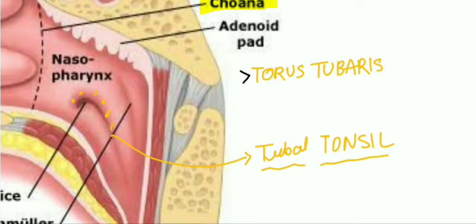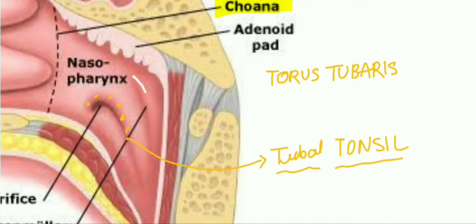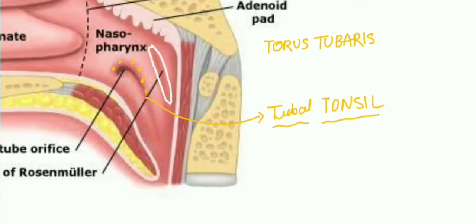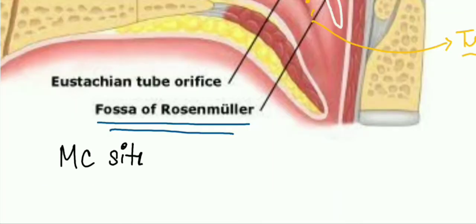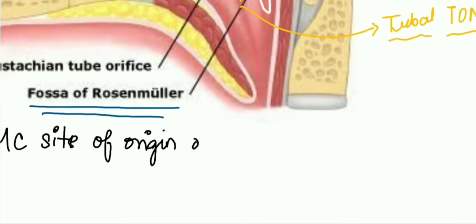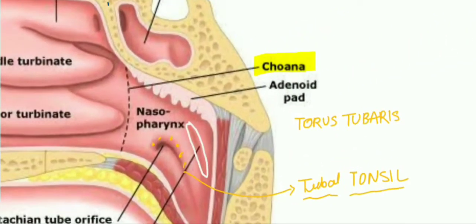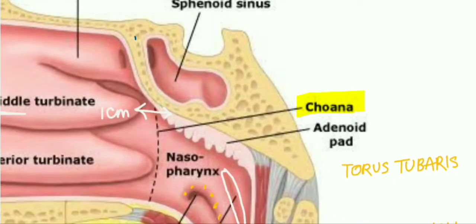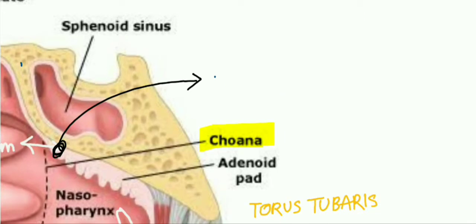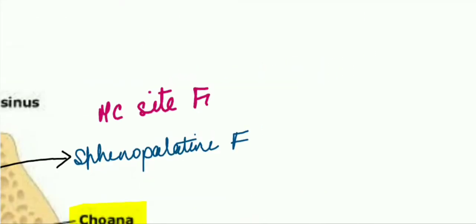Now let's travel a bit posterior, and behind the torus tubarius, we are seeing this recess which is called the fossa of Rosenmuller. The clinical significance of this site is, it is the most common site of origin of the nasopharyngeal carcinoma. Now let's see something else. Traveling 1 centimeter posterior to middle turbinate is another opening, which is called the sphenopalatine foramen. What is the clinical significance of this one? It is the most common site of origin of an angiofibroma.